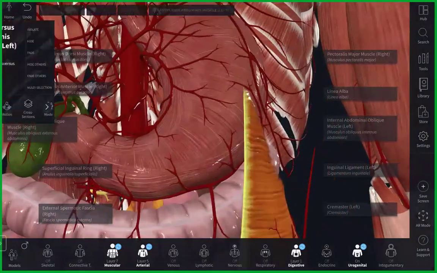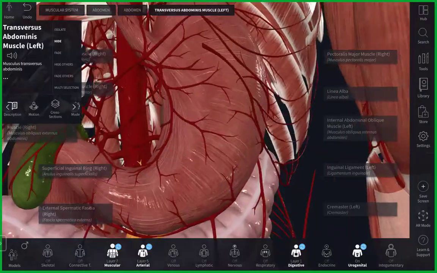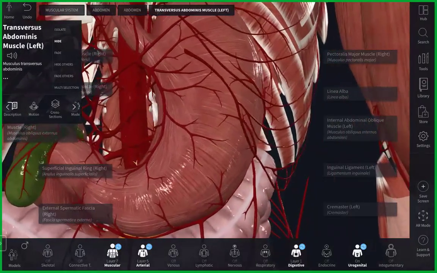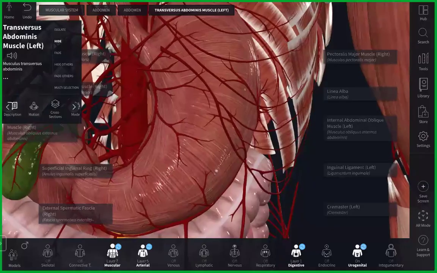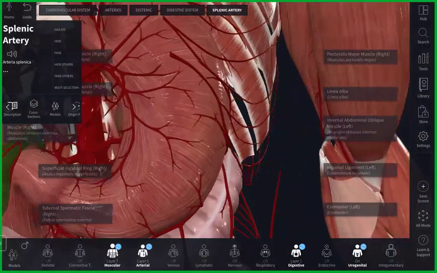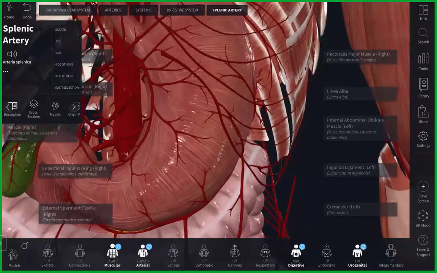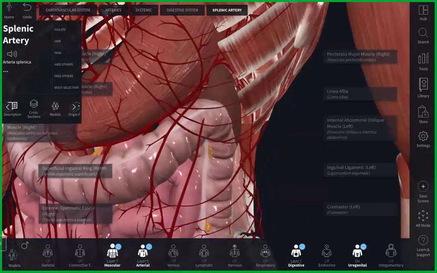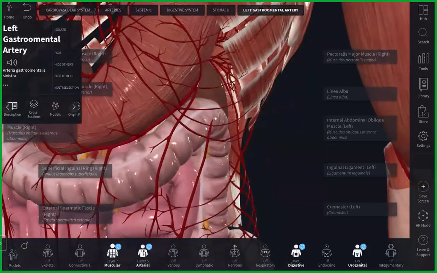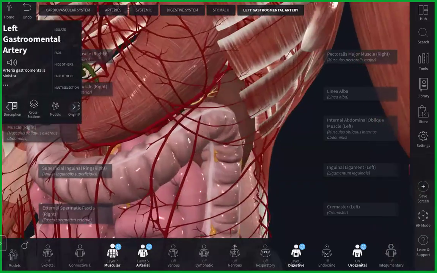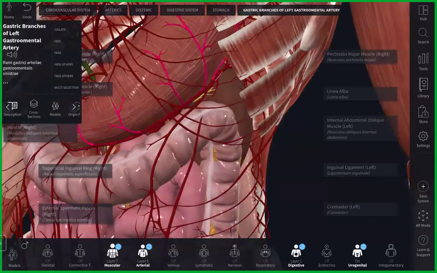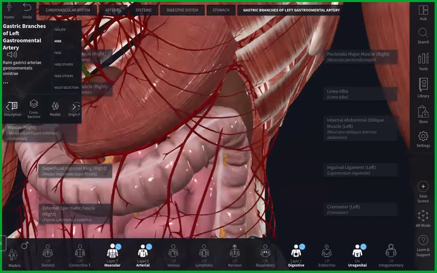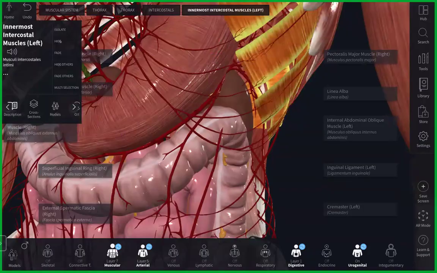left part. So we can see that our splenic artery is going behind. This splenic artery will give two important arteries: the left gastroepiploic artery, and another one is the short gastric artery. Where is our short gastric artery?